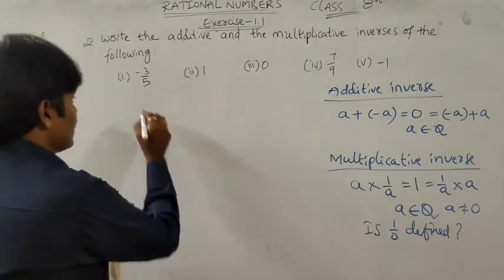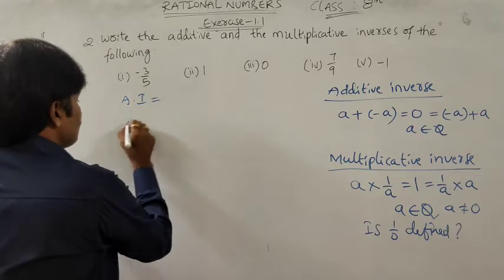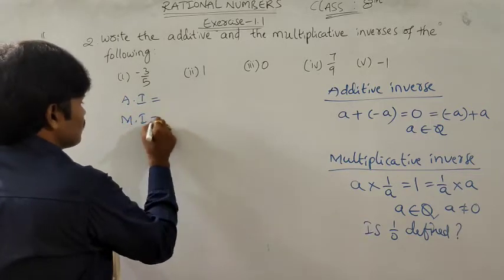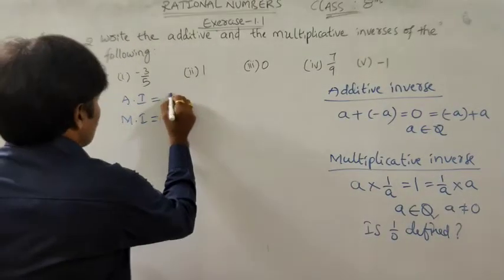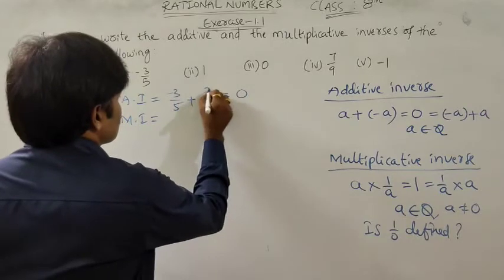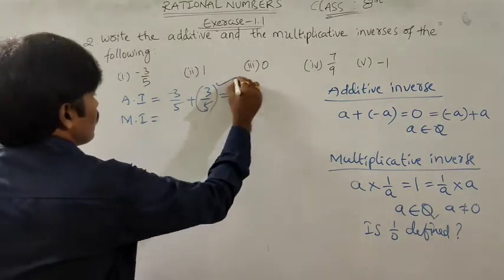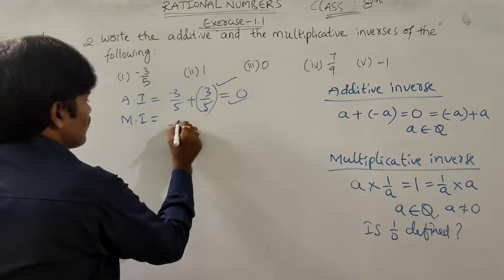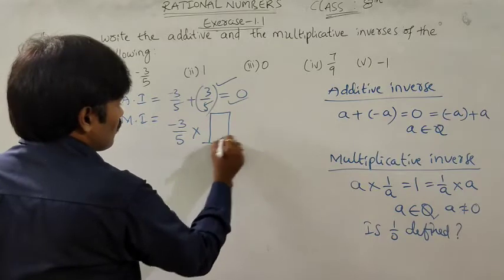Similarly, now come to the point. Now what is the additive inverse of the first one? I am taking the shortcut ai for additive inverse and mi for multiplicative inverse. Then what is the additive inverse of minus 3 by 5? By what number, if you add, do we get the sum 0? Yes, that is 3 by 5. So the answer is 3 by 5. And what about the multiplicative inverse? Minus 3 by 5 into which number do we have to multiply to get 1?